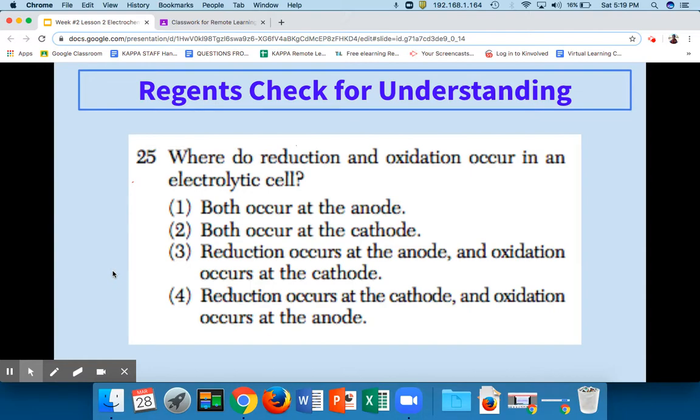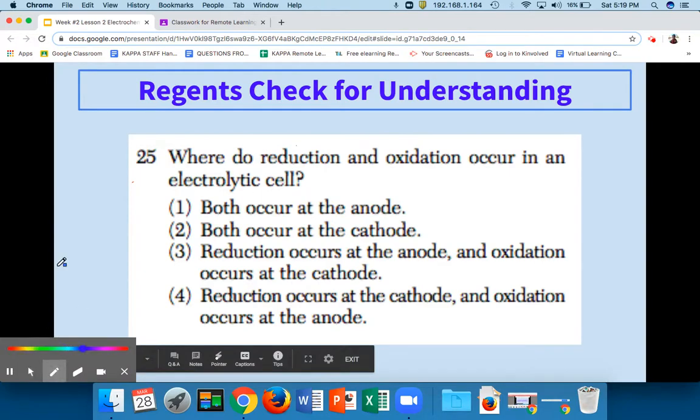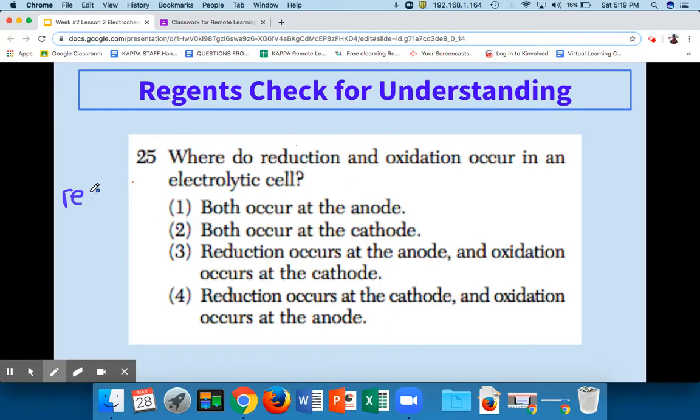So these are getting kind of confusing for me. How do I remember which is which? Well, we can remember red cat, and what's the other one? And ox. So reduction at the cathode and oxidation at the anode. So our answer is 4.